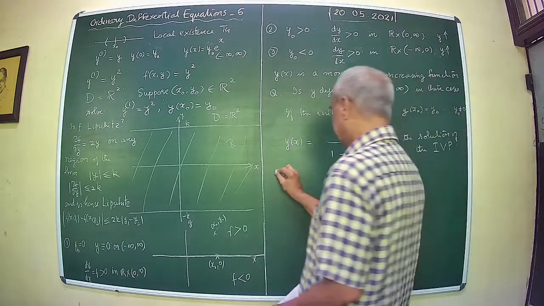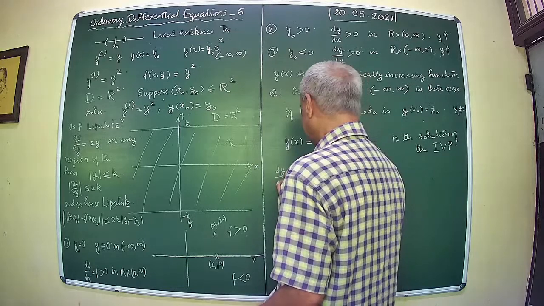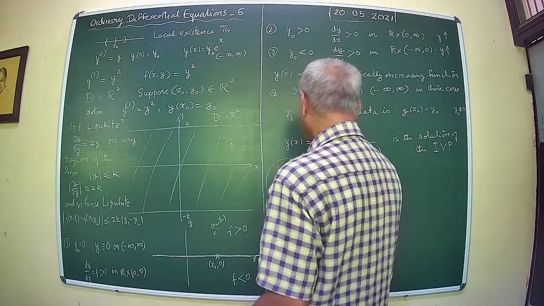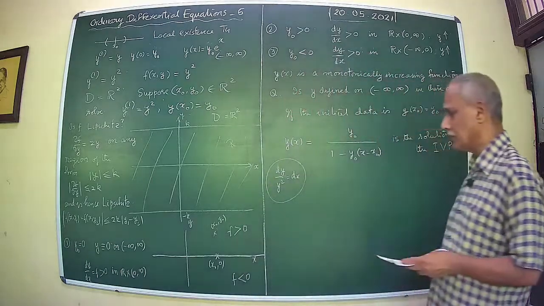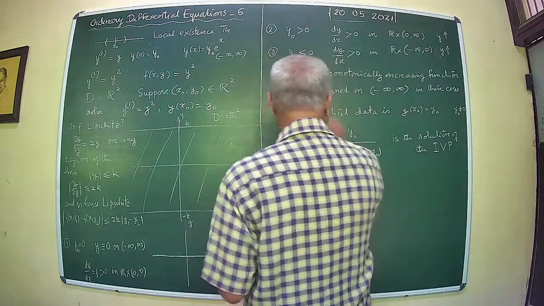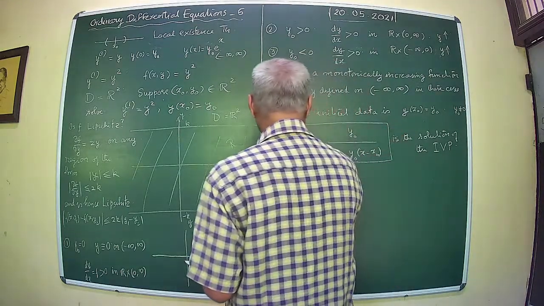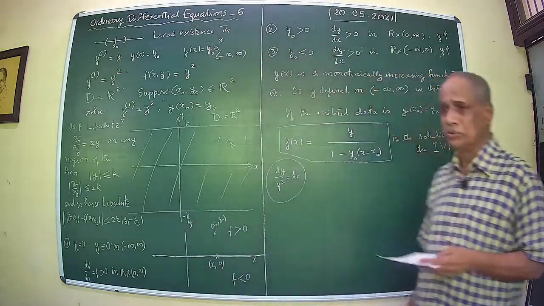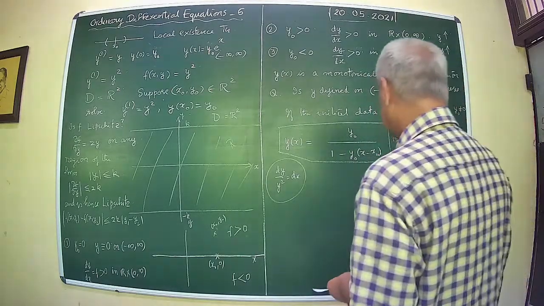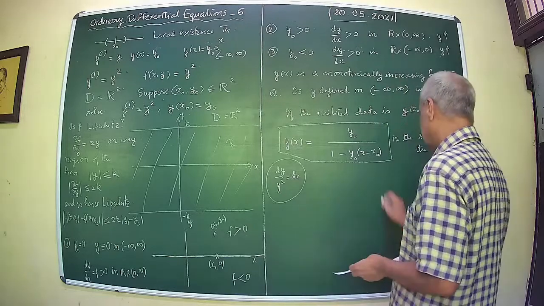So you integrate this, and apply the initial condition that y(x naught) is equal to y naught, and then simplify. You will see that this is the solution of the equation. I don't want to spend time on that. I leave it to you to compute the solution. Let us investigate what happens with this function.